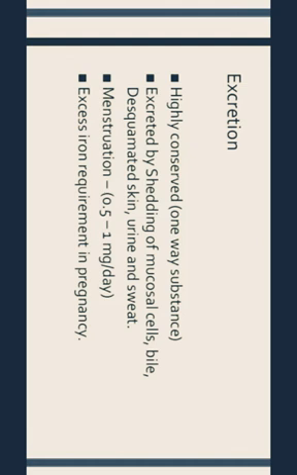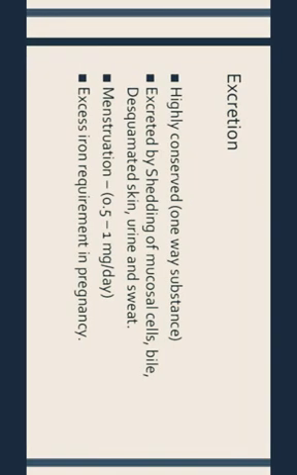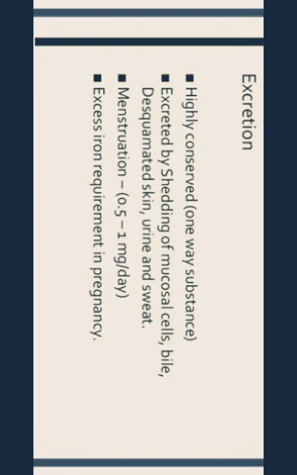Iron is essentially conserved by the body, and daily excretion of iron is about 0.5 to 1 mg per day, mainly as exfoliated GI mucosal cells, some RBCs, and bile. There is a certain amount of excretion through GI mucosal cells, through RBCs and bile, and some is released through desiccated skin, and a certain amount through urine and sweat also. These are the excretion processes occurring in our body.